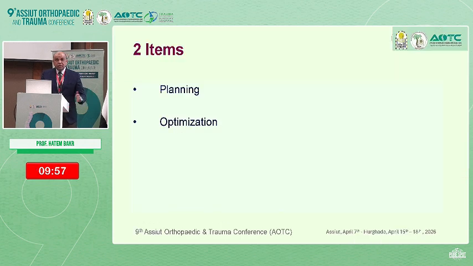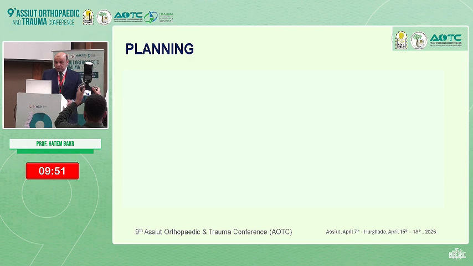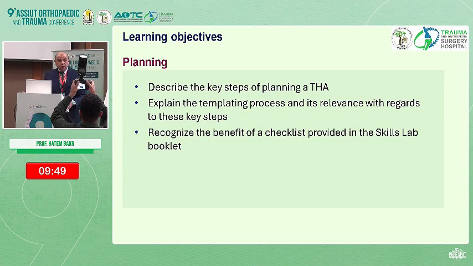So as I mentioned, the lecture is going to be two parts. The first part is going to be the planning. The next part is going to be the optimization. So planning, why? What's the ILO of the planning? To describe the key steps in total hip arthroplasty, explain the templating process and its relevance with regards to the key steps. Recognize the benefits and checklist provided in the Skill Labs booklet.